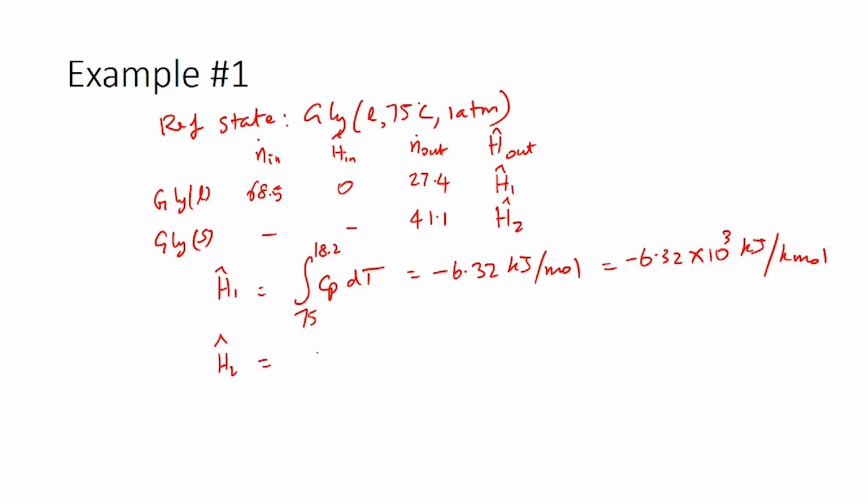So the first step is cooling, which is the integral from 75 to 18.2 of Cp dT. So here only delta T happens, no phase change or no change in pressure. The next step is only phase change happening at 18.2 degree Celsius. So this would be dependent on the heat of fusion.